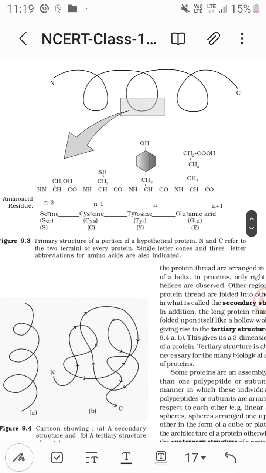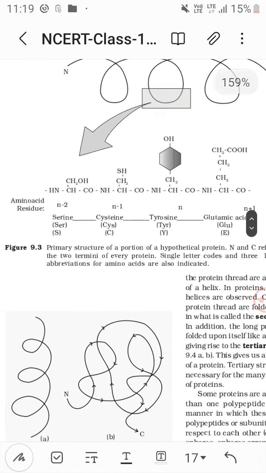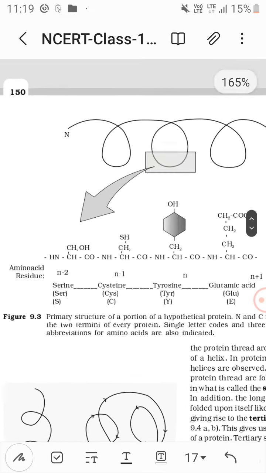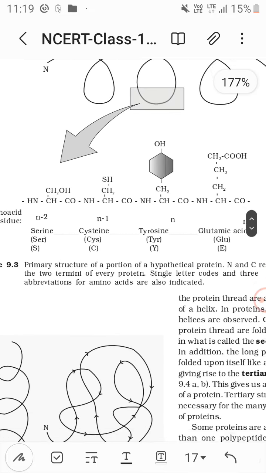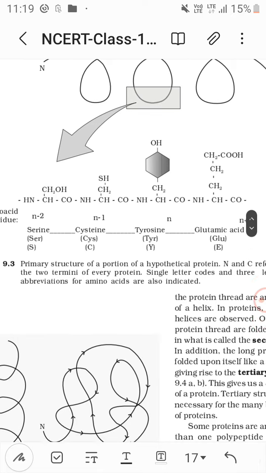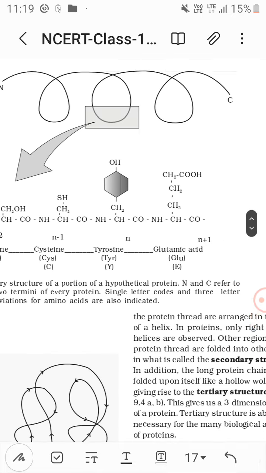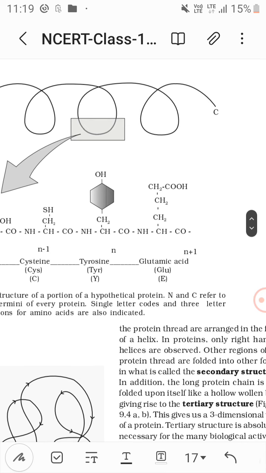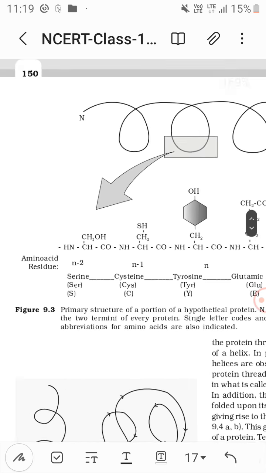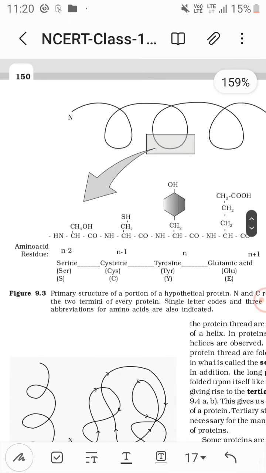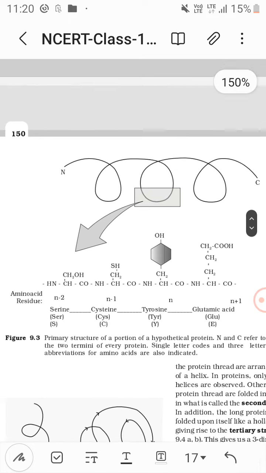Single letter codes and 3-letter abbreviations for amino acids are also different. So you see in serine a hydroxyl methyl group is present, and then SH, that is for cysteine. Tyrosine has a heterocyclic ring with an alcoholic group, right? Then glutamic acid has a COOH group present. So N-2, N-1 and N+1. So this is the amino acid residue you see in the diagram.